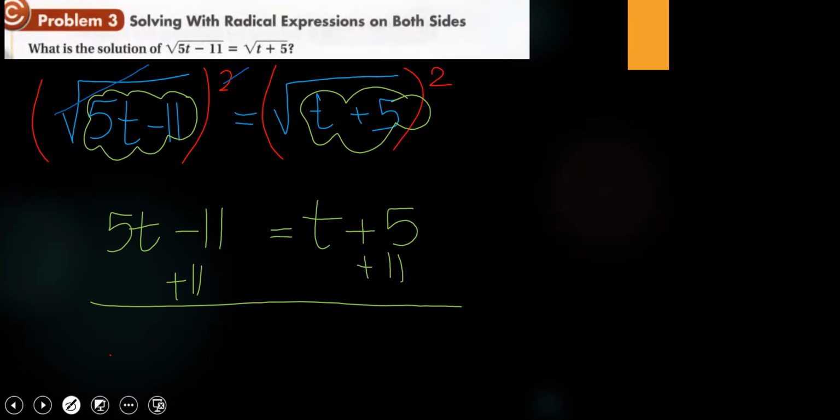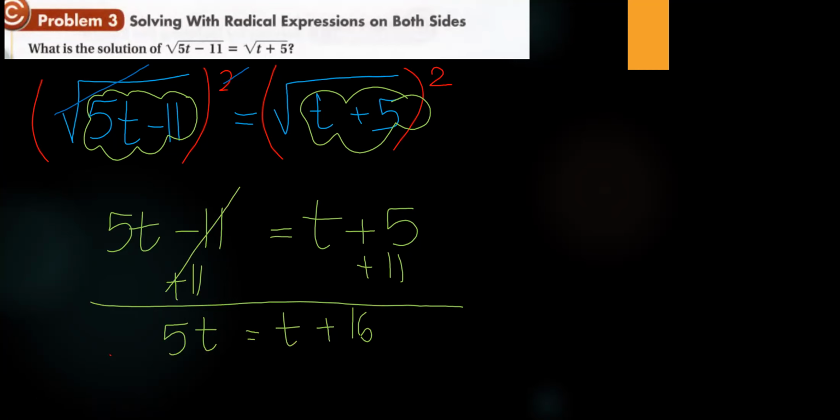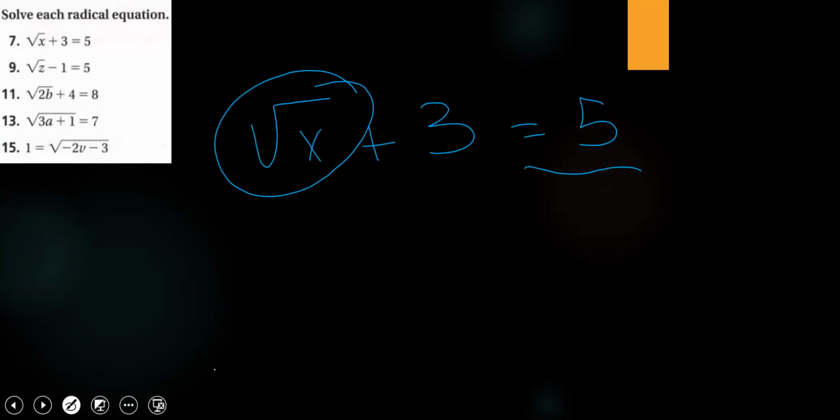After that, 5t is equal to t plus 16. Here I want to isolate a variable on one side and the other on the other side. So what we will do is take t and put minus t, moving the minus t to the other side. Minus t, minus t.